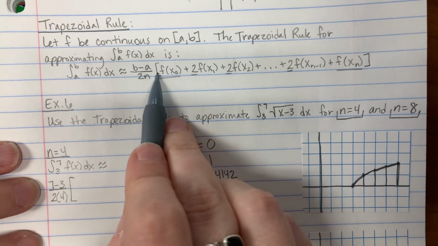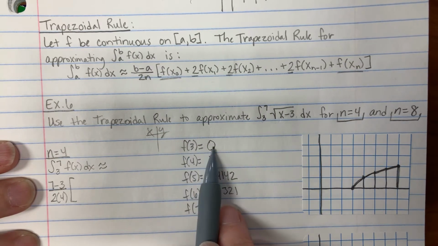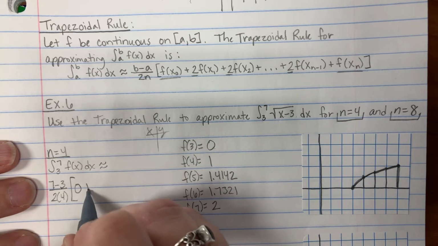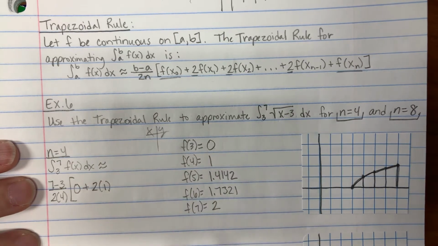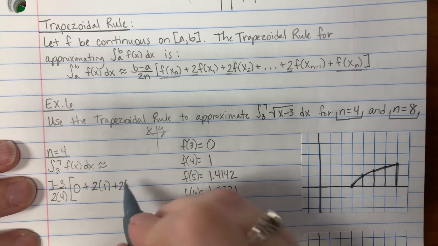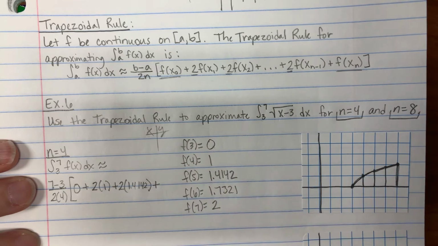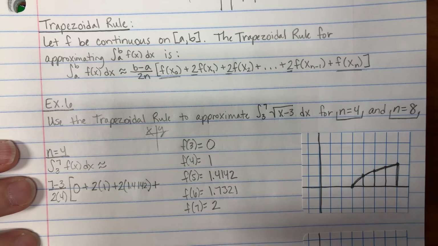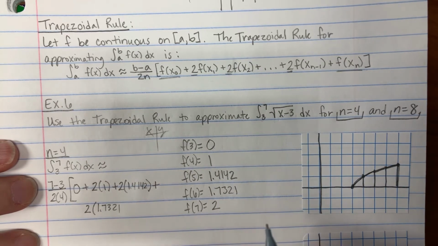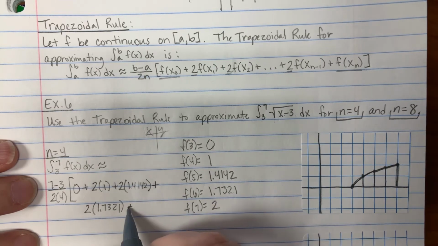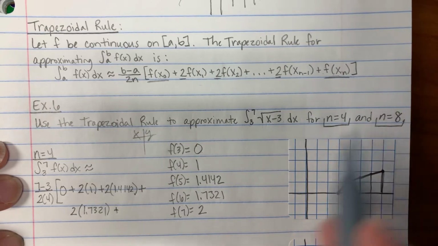Then I'm going to multiply that by f of that first x value. Remember how I found f of 3? That's my first one, so that would be 0 in this case, plus 2 times the next one. So 2 times 1, and then 2 times the next one, so 2 times 1.4142, plus 2 times the next one, which so I'm going to kind of come down here and say 2 times 1.7321, plus the last one is just the function again, not 2 times that. So my last one is just 2.